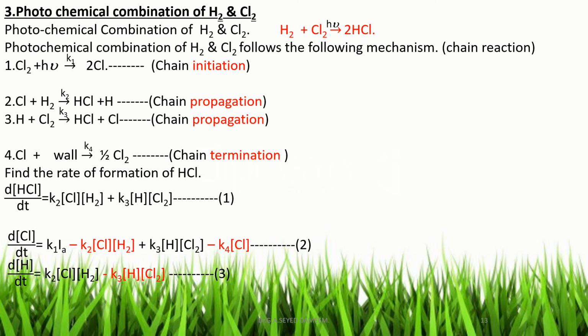So now the question may be asked: find the rate of formation of HCl, which follows this mechanism. Here the rate of the reaction is derived by applying the steady state principle. Now d[HCl]/dt is given by, in the second step and third step, HCl is formed. So the rate of the reaction is given by K2[Cl][H2] plus K3[H][Cl2], and let this be equation 1.